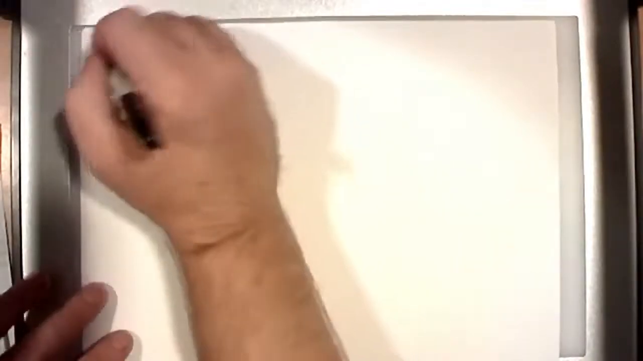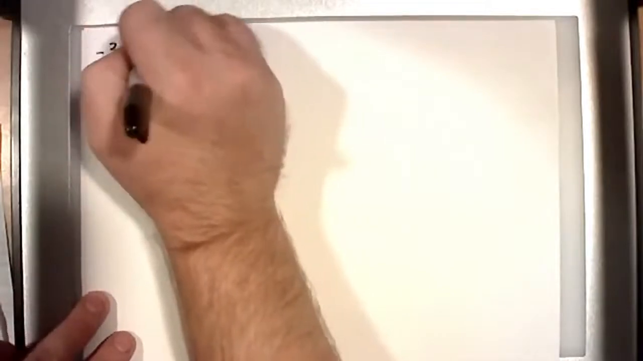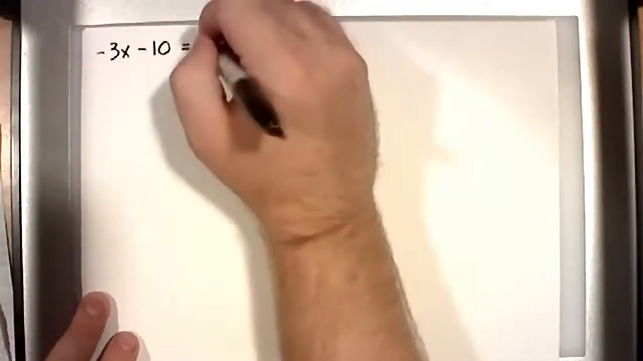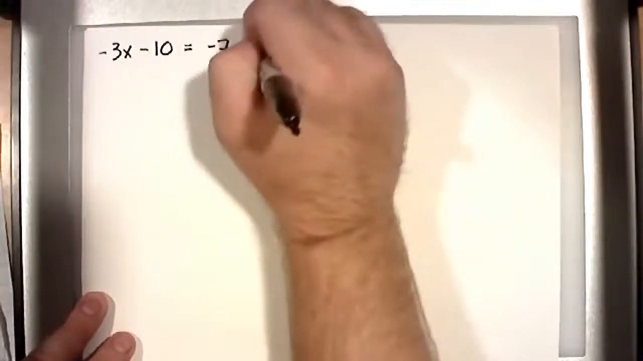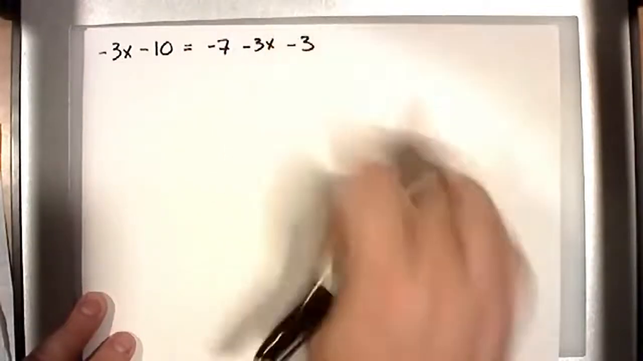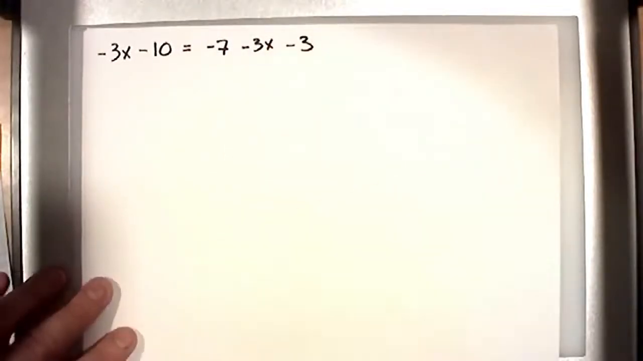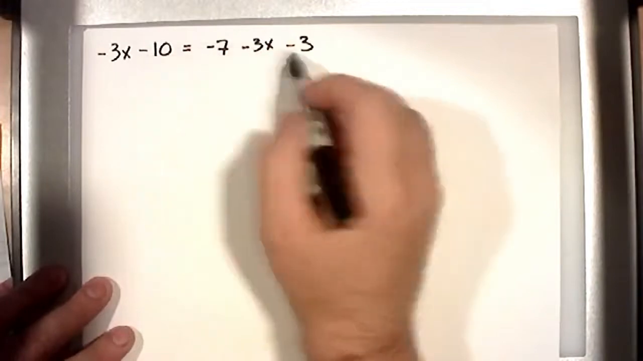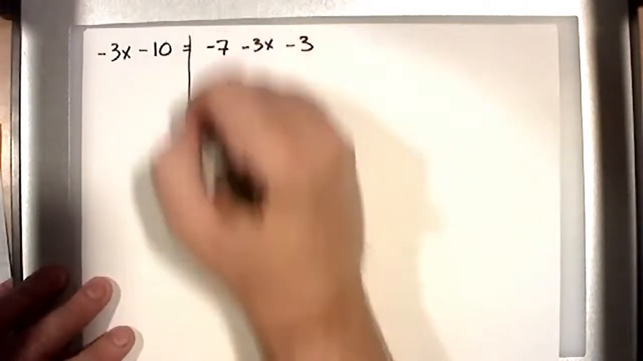Let's do, let's see, negative 3x minus 10 equals negative 7 minus 3x minus 3. Just another kind of long one here. Think about how you do it again. I would encourage you to pause it, do it yourself, and see what you get. First thing I'm going to do is say, is there any distribution? No, so I don't have to worry about that.